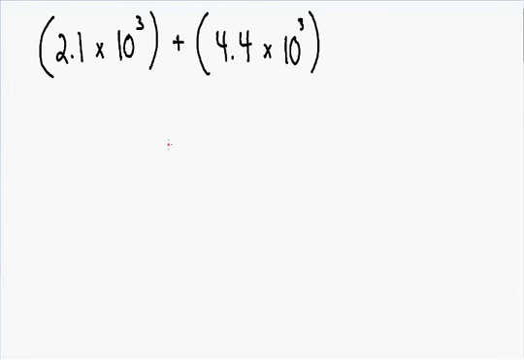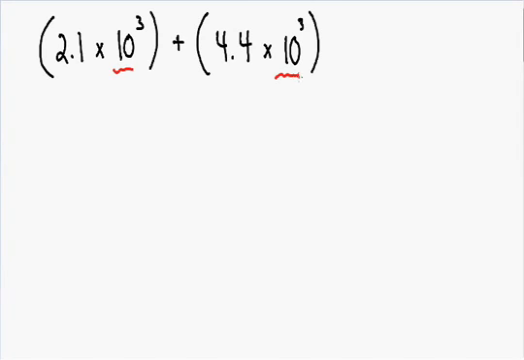Hey everybody, welcome to adding and subtracting in scientific notation. So here in this problem we have 2.1 times 10 to the third plus 4.4 times 10 to the third. And notice on both sides of the problem our powers of 10 are exactly the same. On the left we have 10 to the third power, and on the right we also have 10 to the third power. And this is the only rule for adding and subtracting in scientific notation. Our powers of 10 need to be exactly the same.